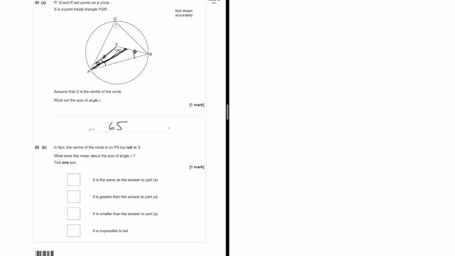If that's the case, then that means the angle at S increases, because we know that the total angles in a triangle is 180 degrees. Therefore, if one or more of the angles has to decrease in size, then the other angle has to get bigger. If that angle gets bigger, and we know that X is half of that angle, then X has to be bigger. So X will be greater than the answer in part A.